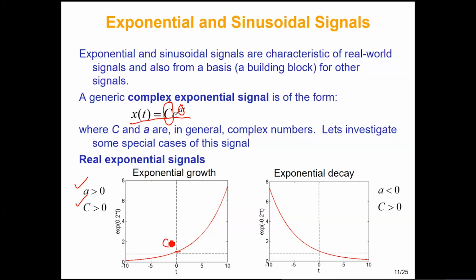Now, if we have a which is negative, so this is an example where we have c e raised to the power of, let's say, minus 2t, something like that, where a is a negative quantity. Then we have an exponentially decaying signal. And again, interestingly, this crossing point remains the same, which is c. So these are two examples that we can see for an exponential signal.